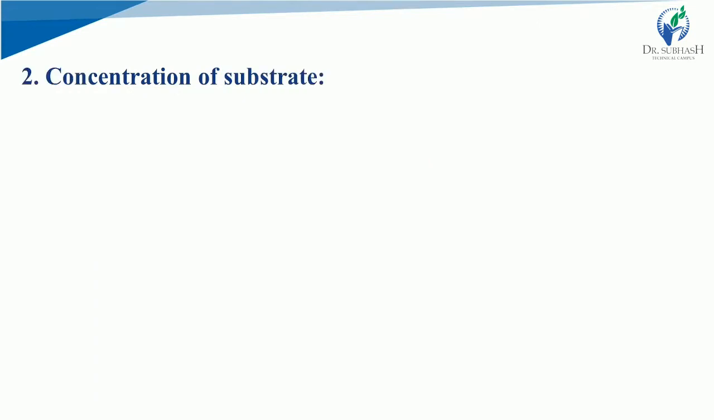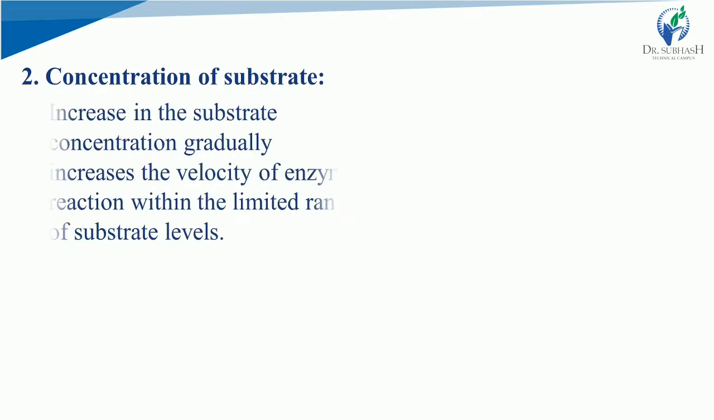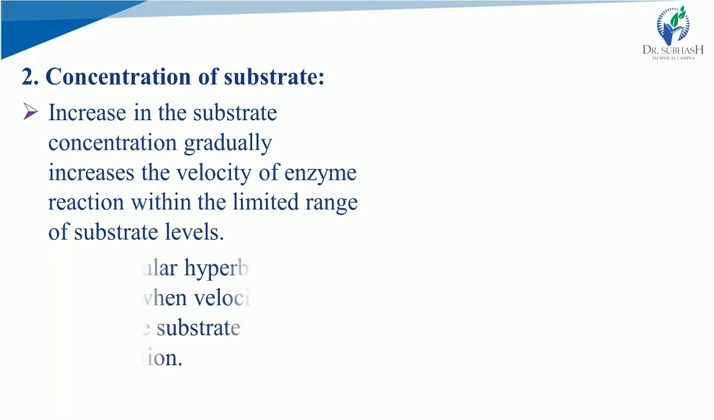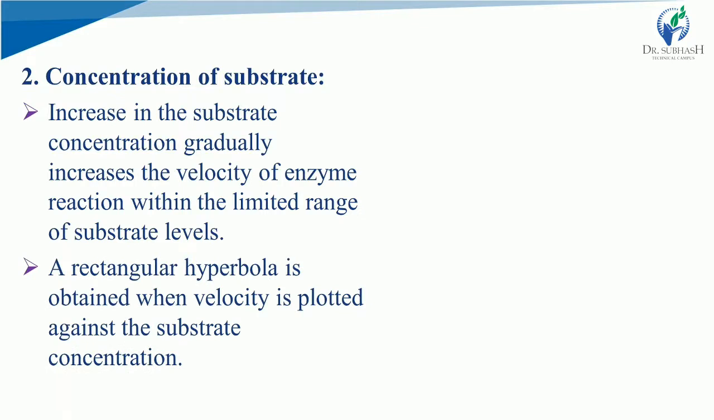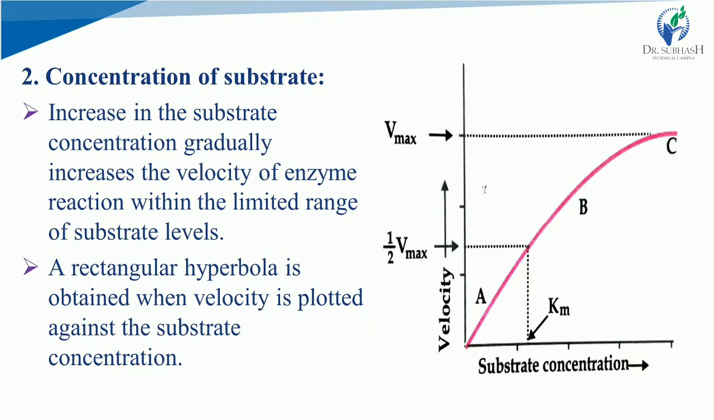The second one is the concentration of the substrate. An increase in substrate concentration gradually increases the velocity of the enzyme reaction within a limited range of substrate level. I repeat, an increase in substrate concentration gradually increases the velocity of the enzyme reaction within a limited range of substrate level. A rectangular hyperbola is obtained when the velocity is plotted against the substrate concentration, which is shown in this graph.